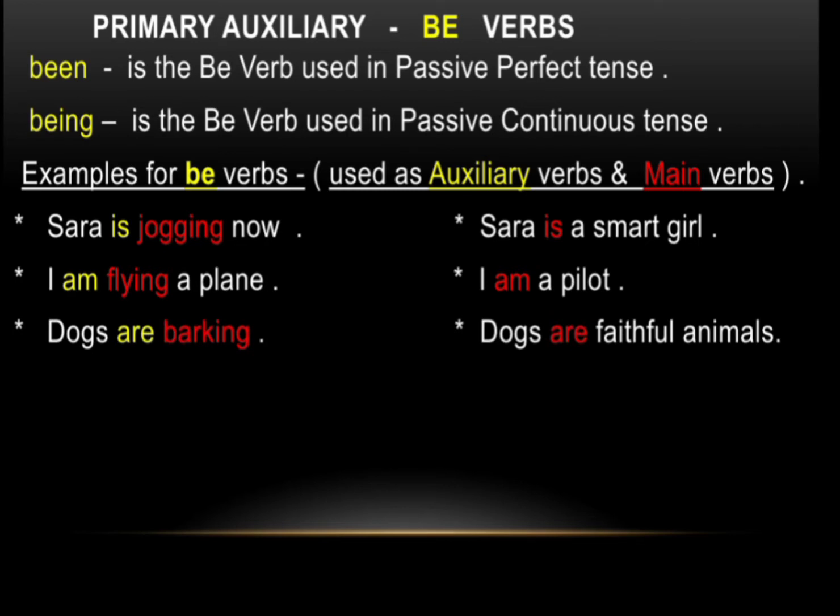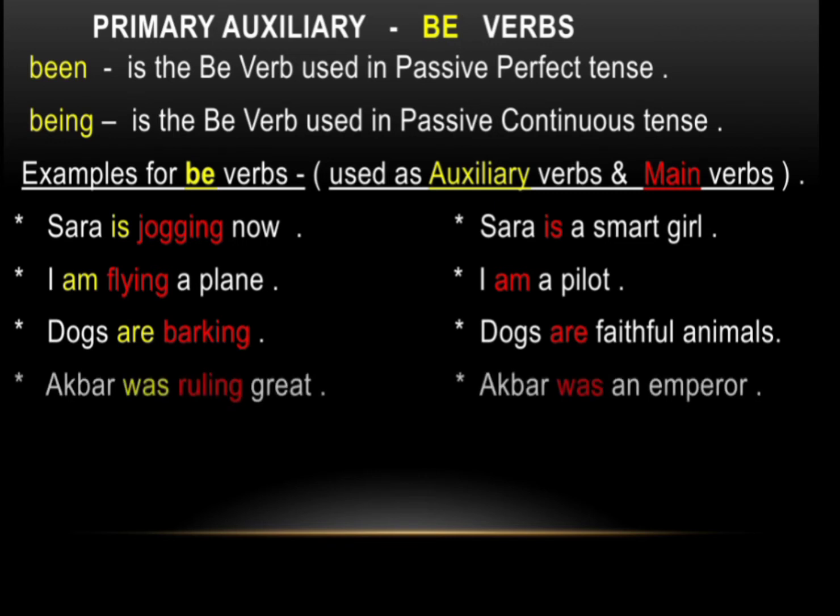Dogs are barking. Barking is the main verb, are is the be verb, and it is in the present tense plural form. The next sentence, dogs are faithful animals. Are is used as the main verb. Akbar was ruling great. Ruling is the main verb, was is the be verb, and it denotes the past tense. The next sentence, Akbar was an emperor. Was is used as the main verb.